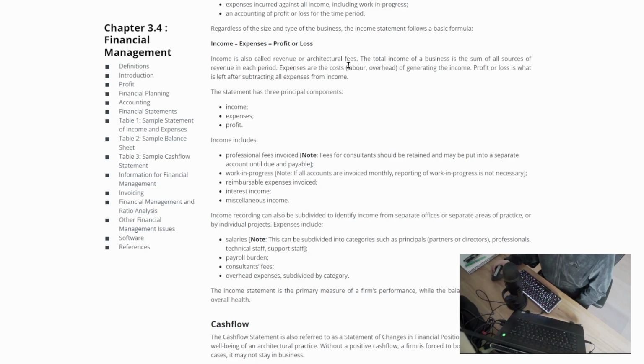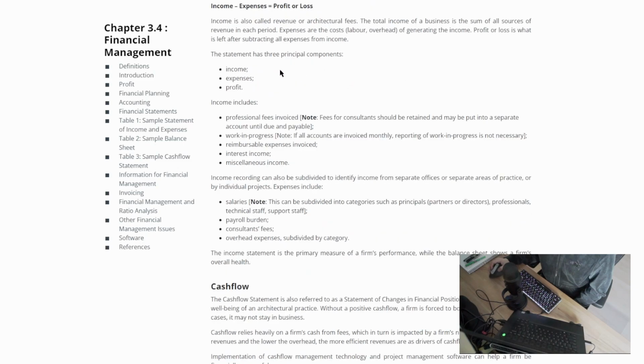Income is also called revenue or architectural fees. The total income of a business is the sum of all sources of revenue in each period. Expenses are the costs, labor, overhead of generating the income. Profit or loss is what is left after subtracting all expenses from income. The statement has three principal components: income, expenses, profit.